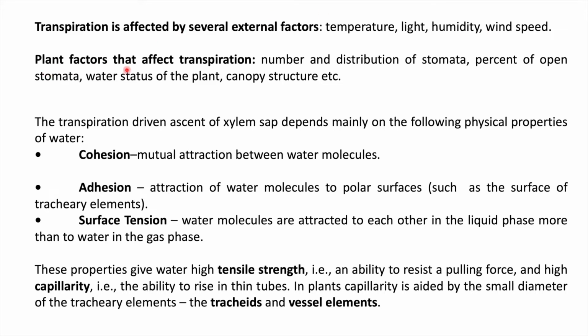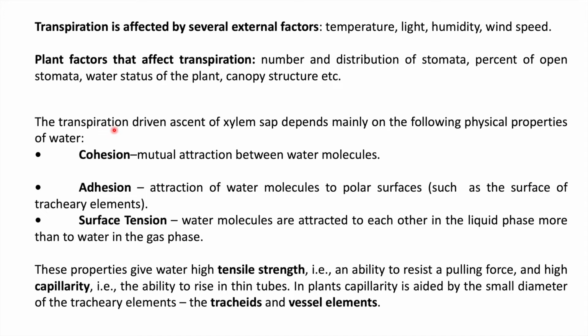Plant related factors are the distribution of stomata. If the number of stomata is high, then of course transpiration is high. Another is the percent of opening of stomata. If stomatal opening is less, transpiration is less. Others are the water status of the plant and also canopy structure. So how does this transpiration process occur in plants?